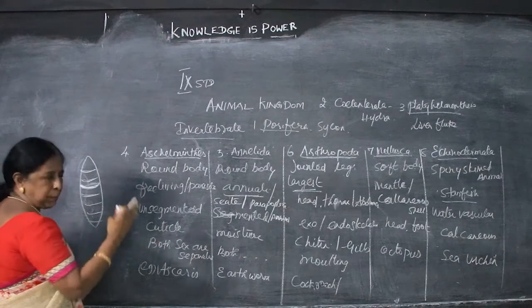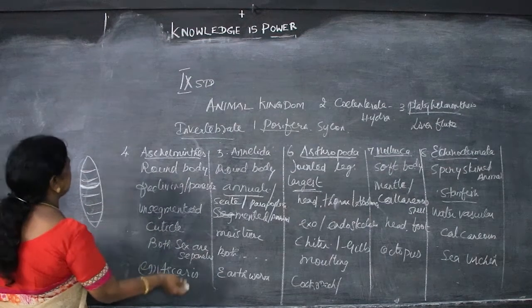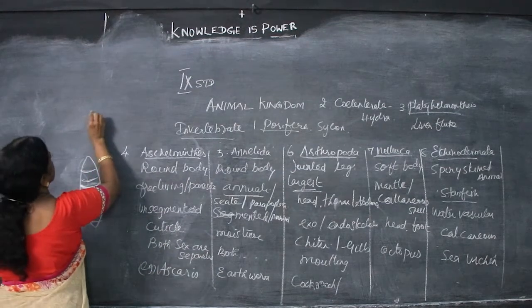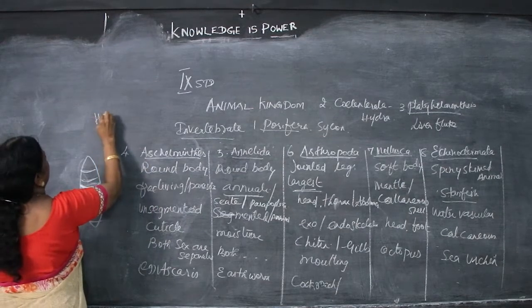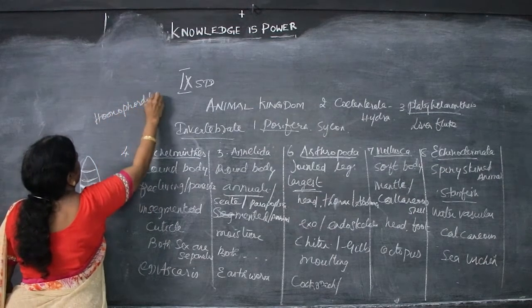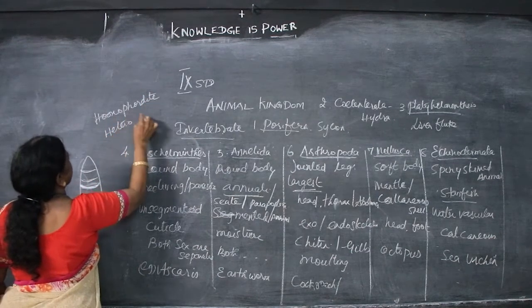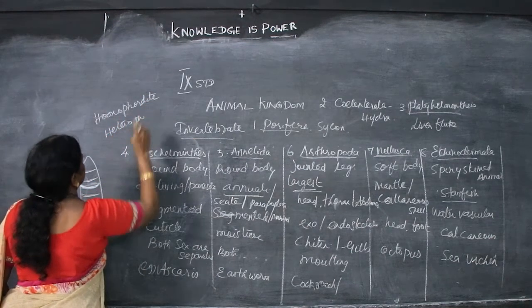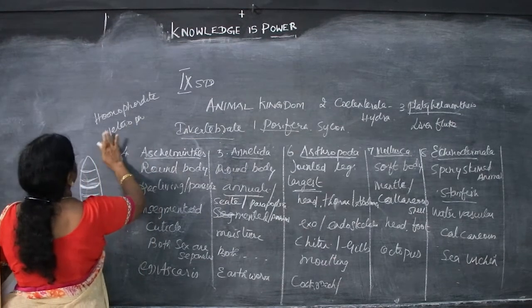So here the sexes are separate, that is dioecious. Sexes are separate means male and female can be identified. If they are in the same body, that is monoecious. Hermaphrodite, we can say both.